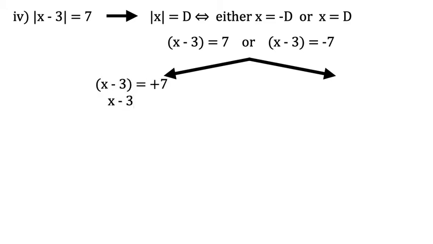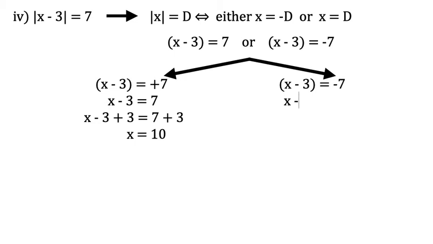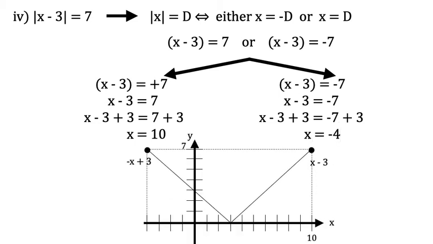Getting rid of the 3 from the left-hand side, we get x minus 3 plus 3 equals 7 plus 3, or x equals 10. On the negative side, we get x minus 3 equals -7. Moving that 3 to the other side again, we would get x minus 3 plus 3 equals -7 plus 3. This would give us x equals -4. If we were to graph this line, it would look something like this.